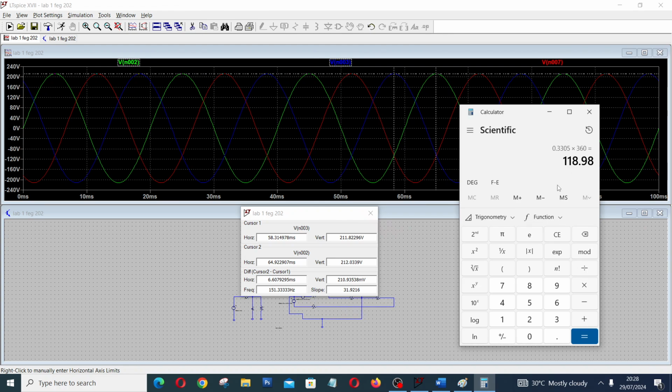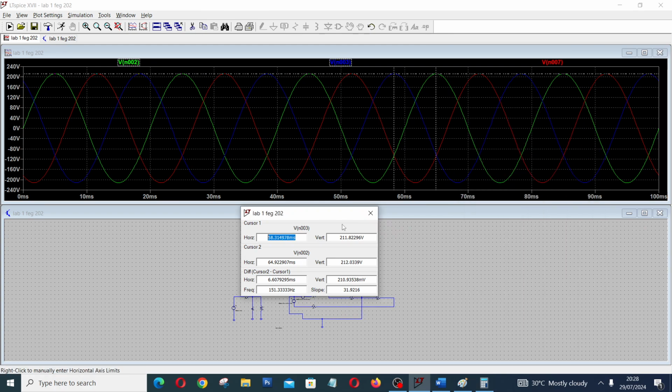So almost 120. The inaccuracy is just because of our inability to get the exact peak point of this. But you should know that 119 is very, very close to 120. So that is how we measure that.